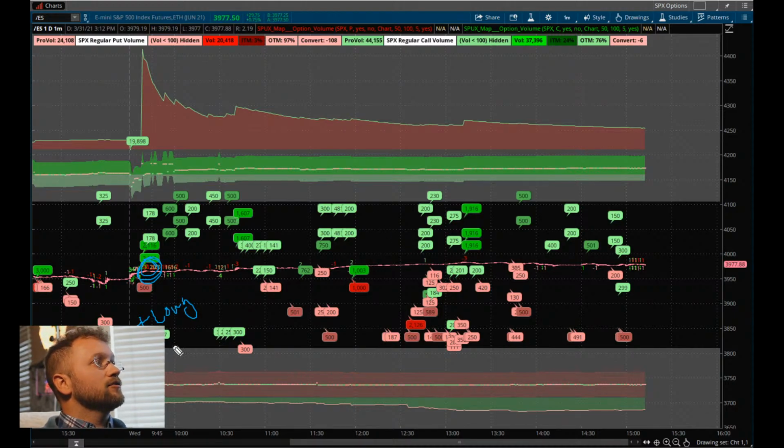And the puts that I look for is an OTM put. That's what I want to see, an out of the money put that's going to hedge this. And I don't see any puts up here. So I don't think that long has been hedged with options.